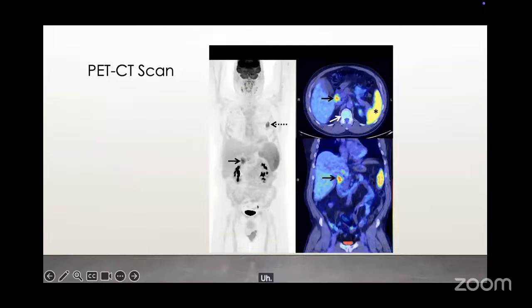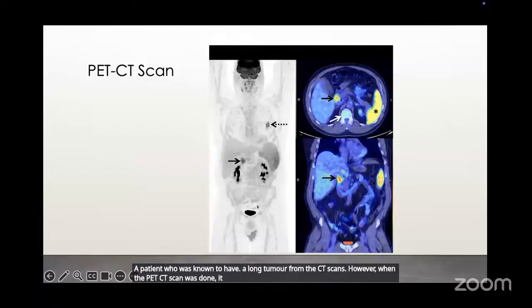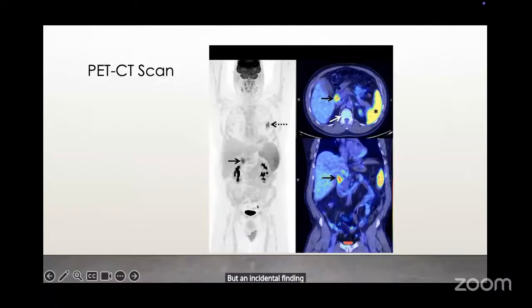This is a picture showing just an image of a PET CT scan. What it highlights is a patient who was known to have a lung tumor from the CT scans. However, when the PET CT scan was done, it had not only shown uptake from the lung, but an incidental finding of a focal uptake in the proximal duodenum, as well as splenic uptake and significant increase in terms of bone marrow uptake.